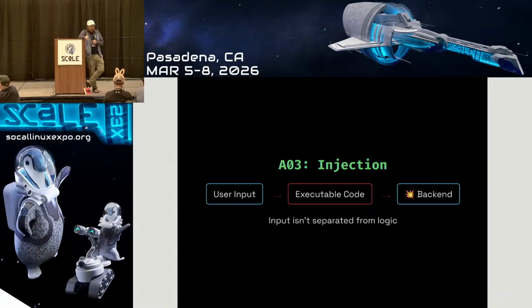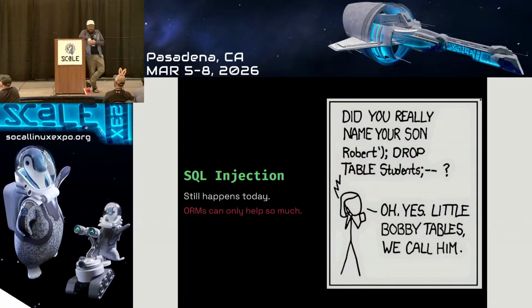So I'm going to just talk about one of them to give an example. Injection, probably the most widely known one, is when there's user input and it's not sanitized, so it can do something malicious on your system. You will probably know this slide here: SQL injection, Bobby Tables. Everyone here knows this, but not everybody knows this. ORMs do help. We use them. They can only help you so much.